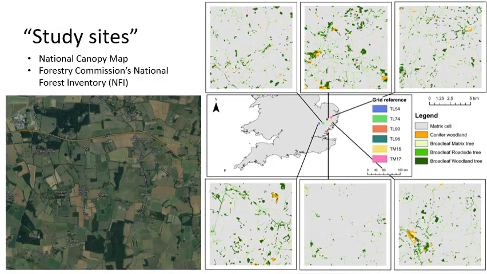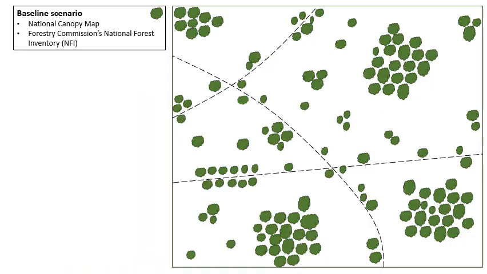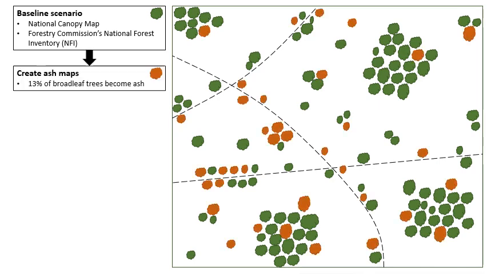And I've now created this super simplified version of my map where a green blob is a tree, a dotted line is a road, and the white area will be our agricultural, urban, non-tree land. So we have our map, we have our trees, and the first thing we need to do is to create a map of ash trees.